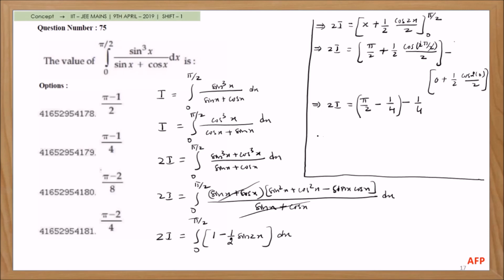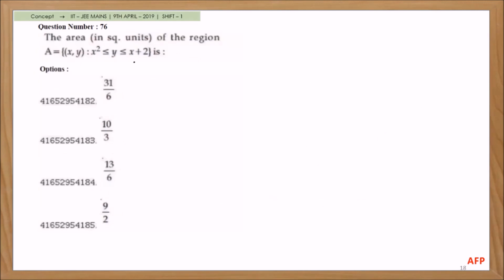So 1 by 4. So which is nothing but 2 times I is equal to pi by 2 minus pi by 4 minus pi by 4, it is nothing but minus pi by 2. Okay, so this is nothing but 2 times I is equal to pi minus 1 by 2, which is nothing but I is equal to pi minus 1 by 4, is the answer you got. Option 2 it follows.